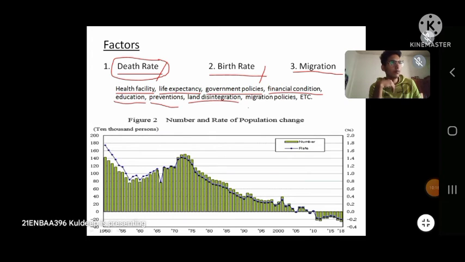Then there are the migration policies. As I said, people migrate, some illegally and some legally, to a particular country for various reasons, like employment, better facilities, opportunities, things like that. So there are many countries which have different migration policies. Some have banned migration, and there are different kinds of policies around the world. So we talked about all these three factors.